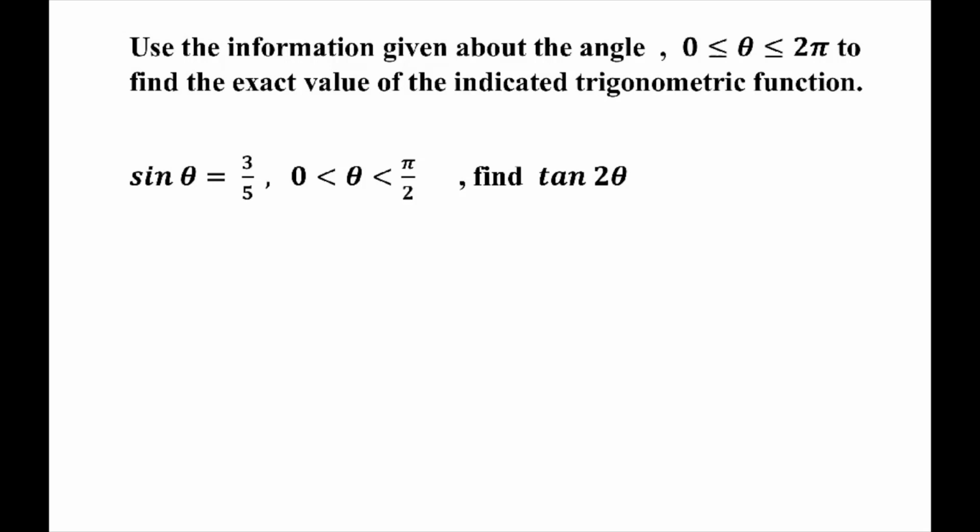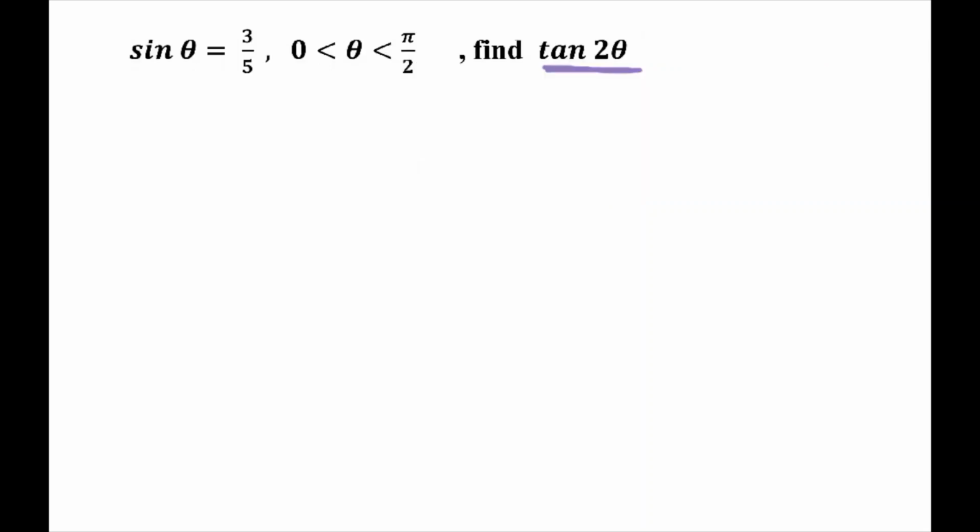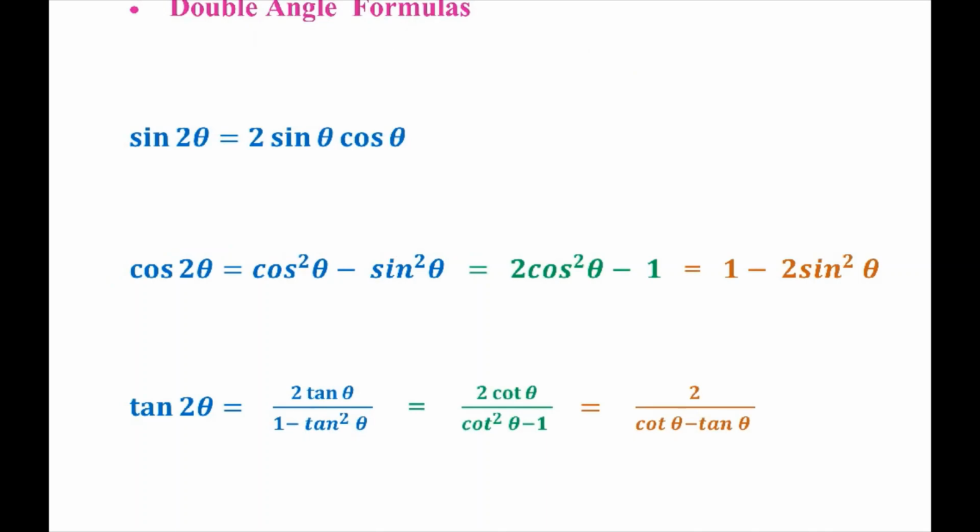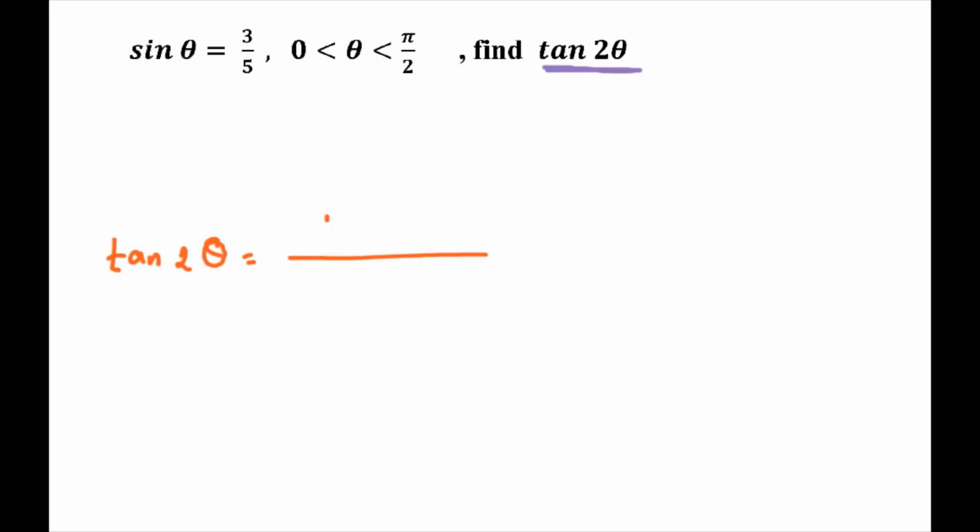So let's see this question here. In this question we need to find tangent 2 theta, where theta is an angle between 0 and 2 pi. We need to find the exact solution, of course without using a calculator. Tangent 2 theta, based on the formula, I can choose any of these formulas. I'm going to use the first one, because it has tangent only. It will be 2 tangent theta over 1 minus tangent squared theta.